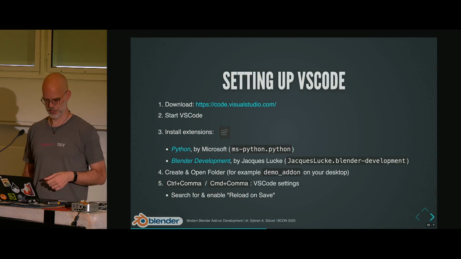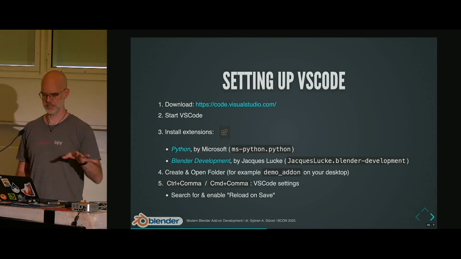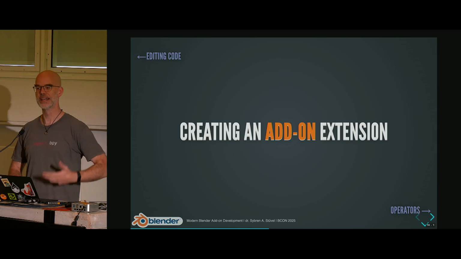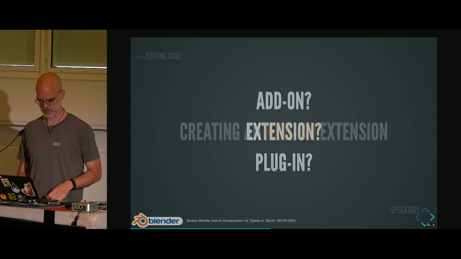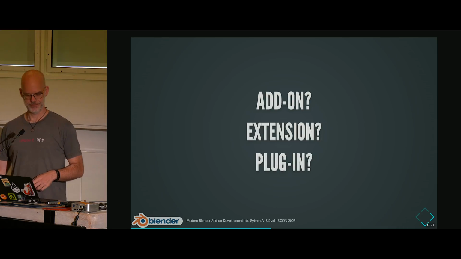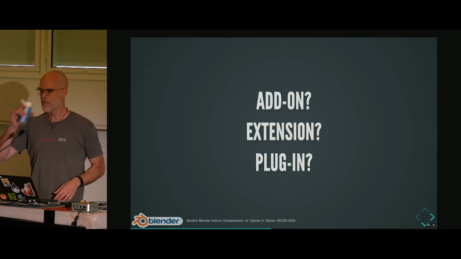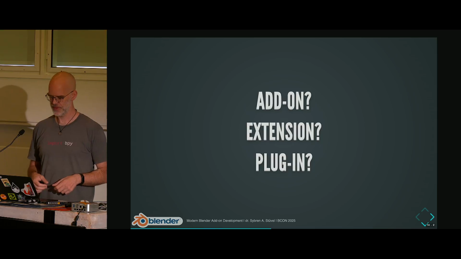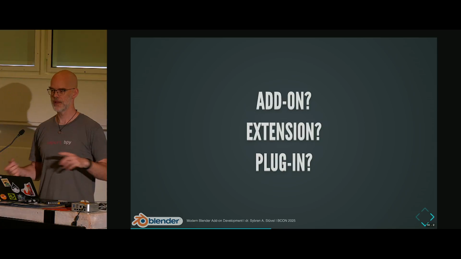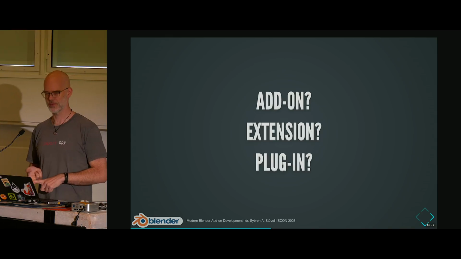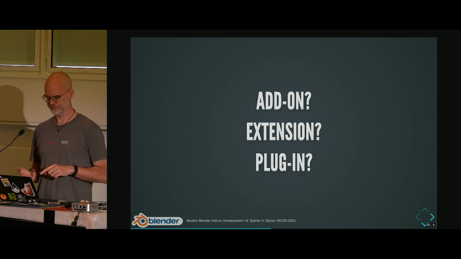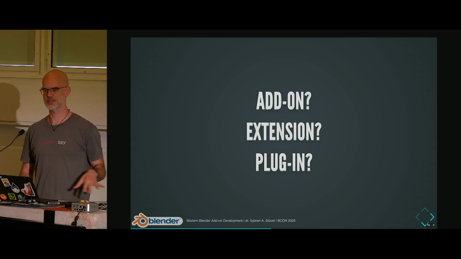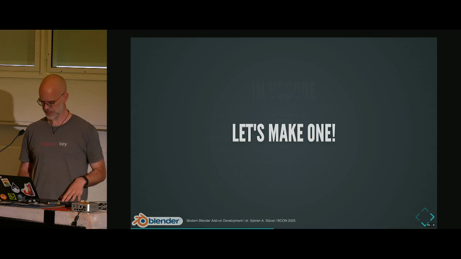So that's what we're going to use, you've seen the slide, I hope everybody is set up. And we're going to finally create our add-on extension, add-on plugin extension. Used to be add-ons, are still add-ons, but also extensions. Since 4.2, I think, yeah, we have the extensions platform. We have theme extensions and add-on extensions, and so what we're going to make is an add-on extension. Blender doesn't have plugins, because that's like the C++ kind of thing that we all want to have, but we don't. So let's make one.